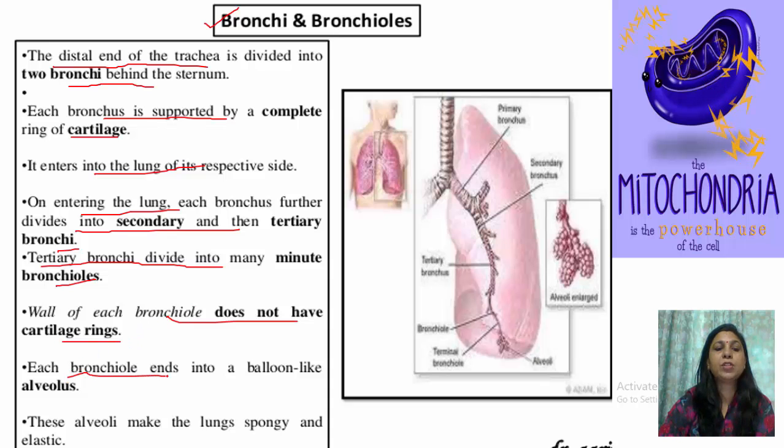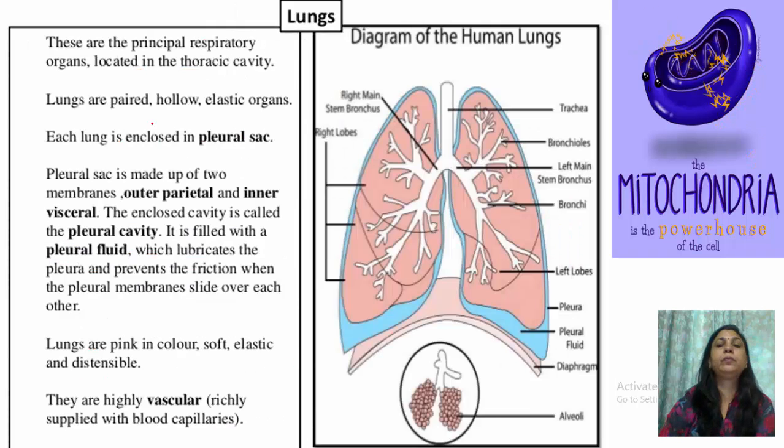Each bronchiole ends in a balloon-like alveolus. You can see the alveolus; alveoli is the plural. You can see this is the windpipe, then bronchi, then secondary and tertiary, then bronchioles, and this is the alveoli. These alveoli make the lungs spongy and elastic. Now comes the lungs.